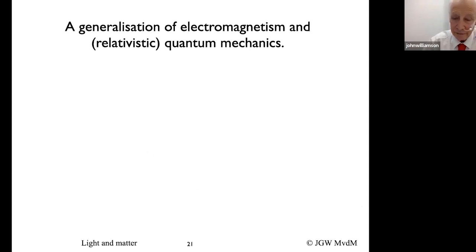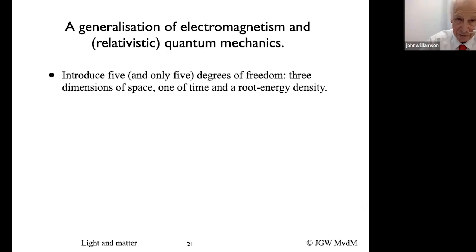So we have a generalization of electromagnetism, and we have an extension of relativistic quantum mechanics. What is waving? What's it waving in? Well, we've actually introduced only five kinds of stuff. We've got three dimensions of space, one of time. Okay, we've got their inverses as well, but one can derive those. So I suppose we've introduced division, the concept of division. So maybe six: a concept and 5 degrees of freedom.